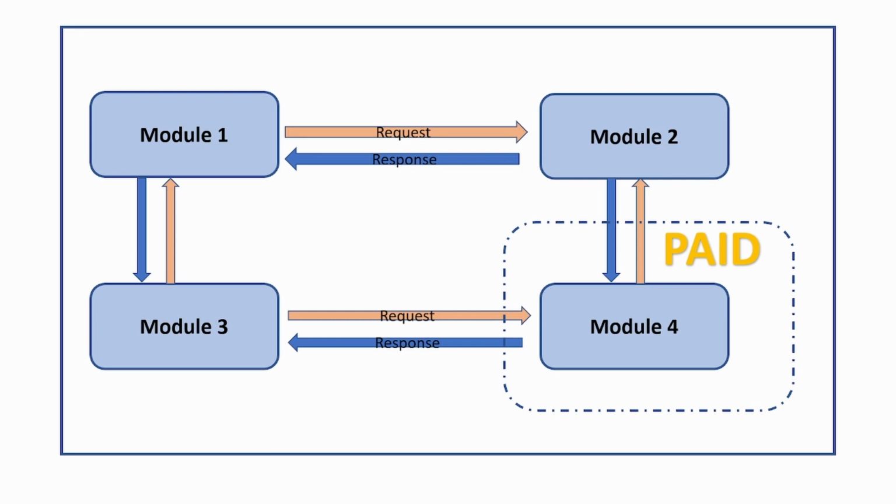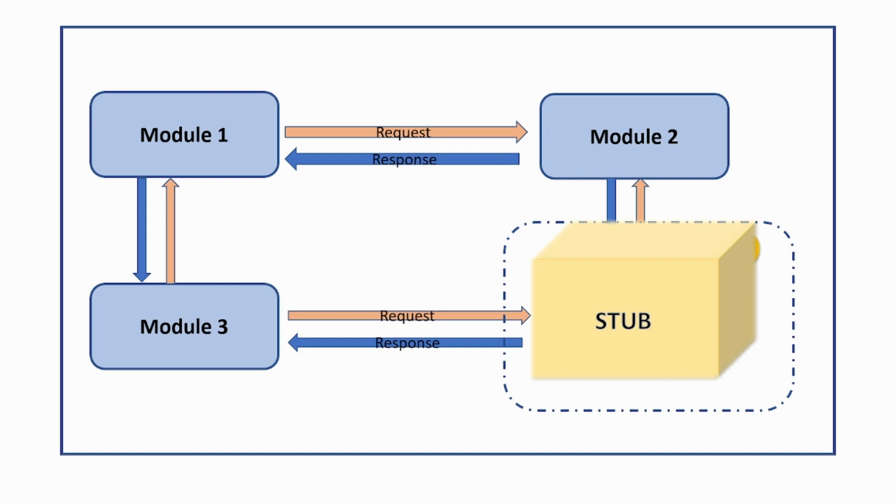But we can avoid this additional cost by simply replacing module 4 with a stub, which will just create a mock response, a dummy response, in the same format as the response created by module 4, so that the entire system can work even without module 4 being there. This is also really helpful in the cases where the services are not available. So instead of using the actual service, the stubbed responses are used in the system.